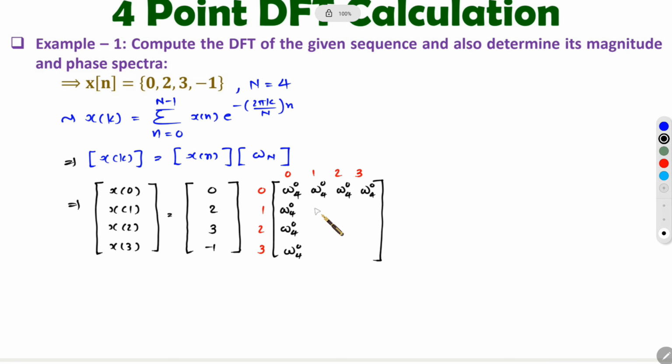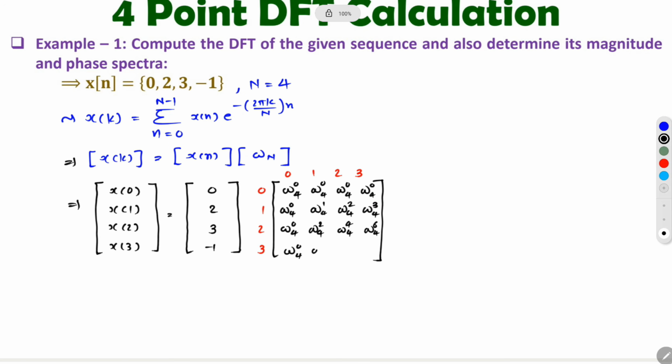Now here we have the weightage W4 to the power 1 into 1 means 1. Over here the weightage will be W4 to the power 1 into 2 means 2. Over here the weightage will be W4 to the power 1 into 3 means 3. Now here the weightage will be W4 to the power 2 into 1 means 2. Over here W4 to the power 2 into 2 means 4. And over here the weightage will be W4 to the power 2 into 3 means 6.